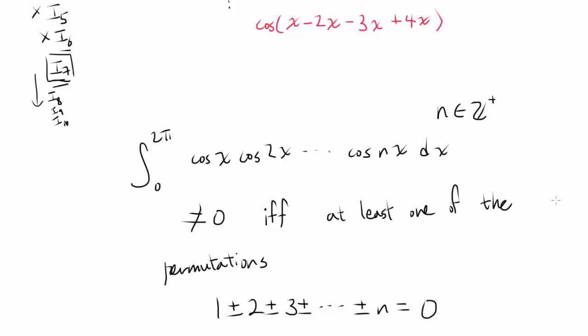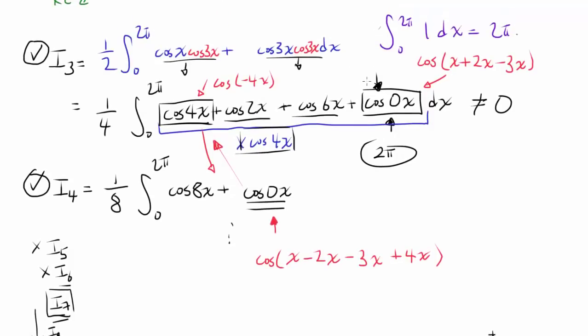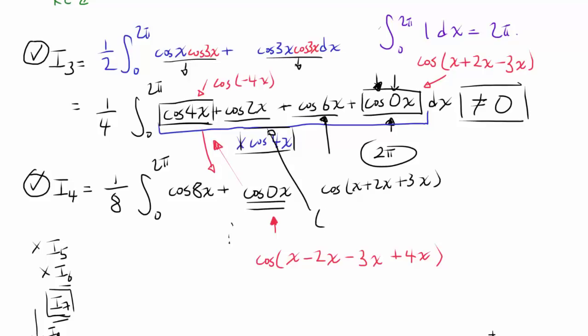And why am I making this assertion? Well, let's look at cosine of 3x one more time. You have to get cosine of 0x, or you have to get this 0 inside, for the integral not to evaluate to 0. And how do we get cosine of 0x? By doing x plus 2x minus 3x. How do we get 6x? By doing x plus 2x plus 3x. How do we get 2x? Well, that's by doing cosine of x minus 2x plus 3x.